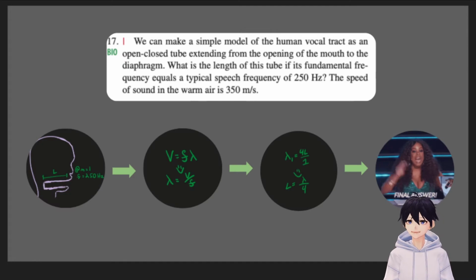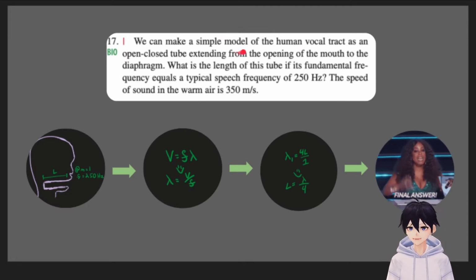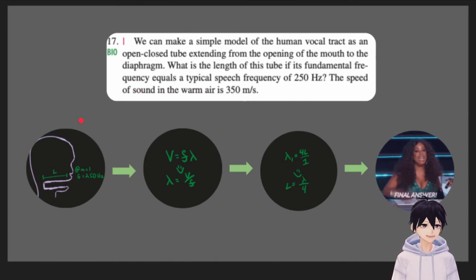Alright, so the question says, we can make a simple model of a human vocal tract as an open-closed tube extending from the opening of the mouth to the diaphragm. What is the length of this tube if its fundamental frequency equals the typical speech frequency of 250 Hz? And then it gives us extra information stating that the speed of sound in warm air is 350 meters per second. So I made a little diagram right here of the human head with an open-closed tube right here.